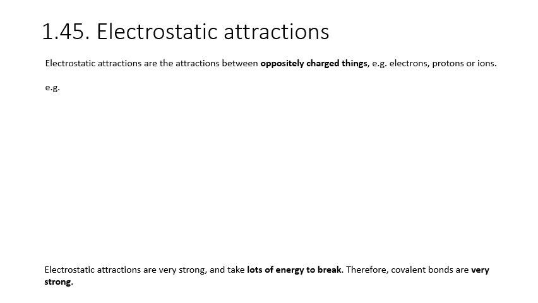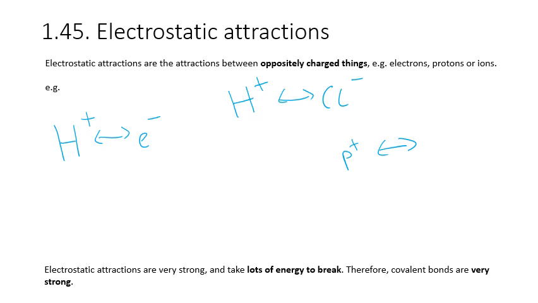If you recall, electrostatic attractions are attractions between oppositely charged things. That could be a proton, that could be an electron, or that could be an ion. So for example, you might have electrostatic attractions between a hydrogen ion and an electron because they're oppositely charged. It could be between a hydrogen ion and a chloride ion because they are indeed oppositely charged. Or of course you could have, rather unlikely but possible, a proton and say a chloride ion. Okay, so oppositely charged things have electrostatic attractions.